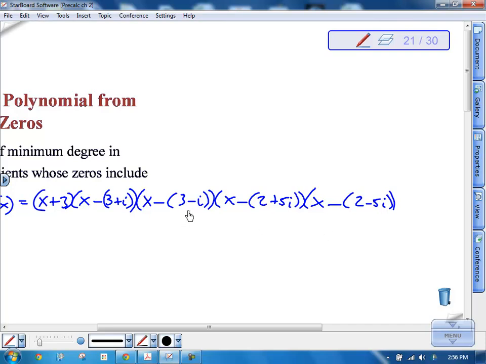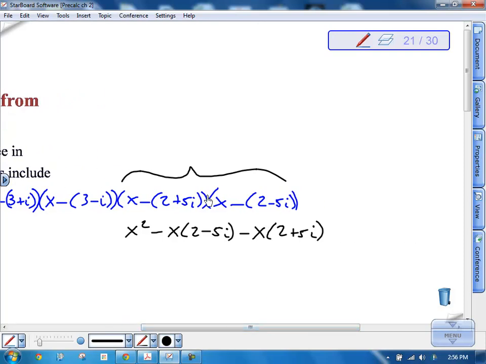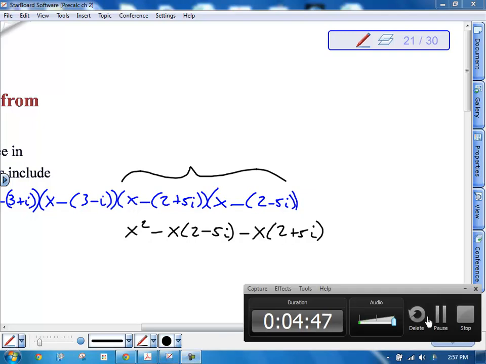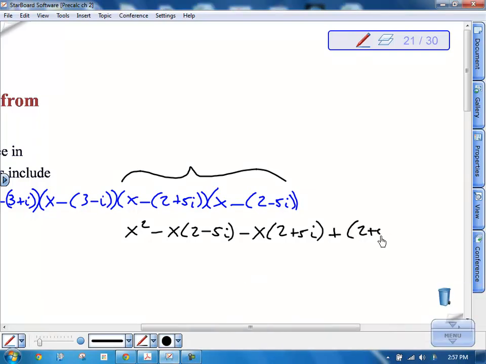Now, I believe the middle terms are going to cancel. So let's just do this. You get the first two here. We multiply these two out. You get x squared, and then the first x here will give you minus x times (2 minus 5i). And then the next one will give you minus x times (2 plus 5i). And the last ones multiplied together give you a positive (2 plus 5i) times (2 minus 5i). You multiply the first and last, the double negatives cancel, and you end up getting this.